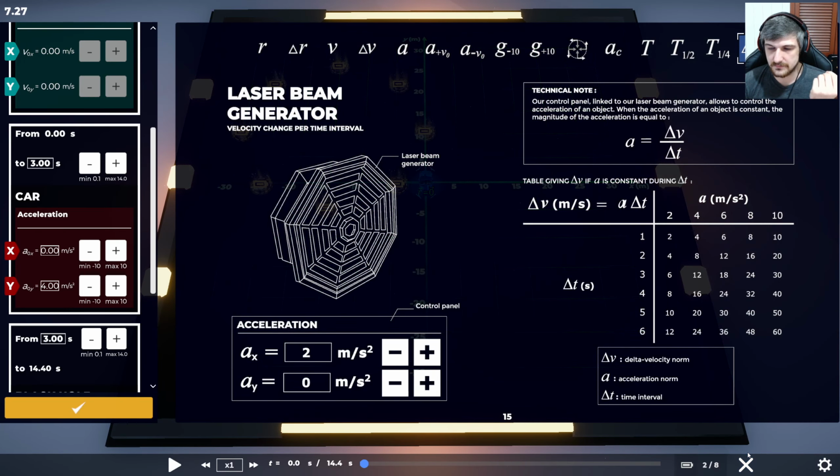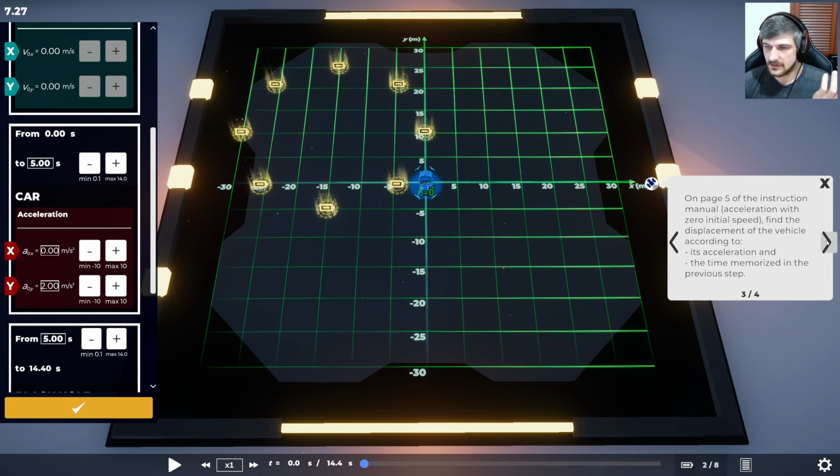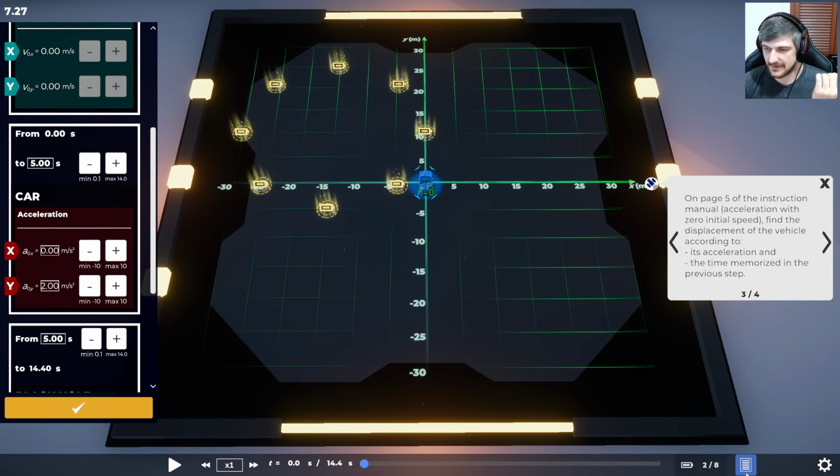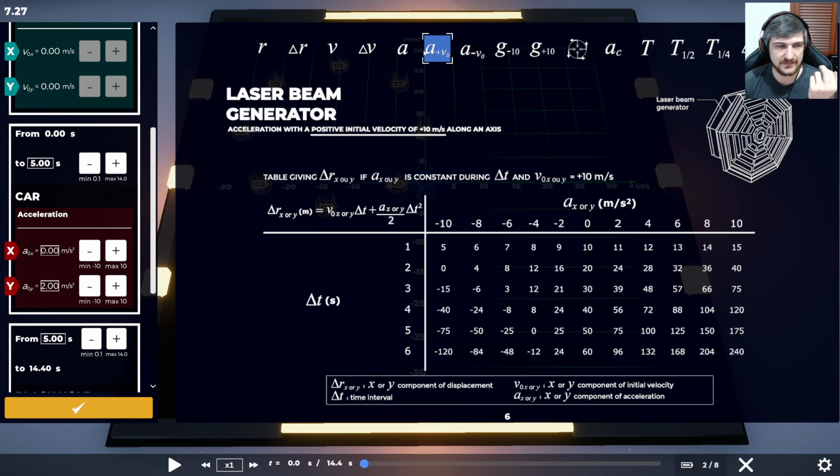I understand this. But the 5, 10, or 15, I mean, we could do it here, right, at 10, which is what we did the first time. So, I mean, we go back to 2, and you do this for 5 seconds, and that's reaching 10. But then, how do we calculate the distance of that? On page 5 of the instruction manual, acceleration, find the displacement acceleration. Is that the same thing, though?